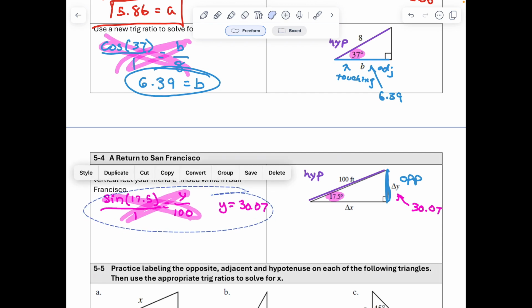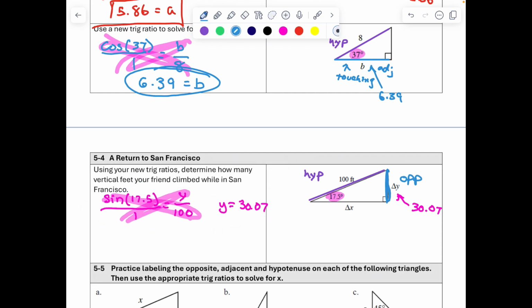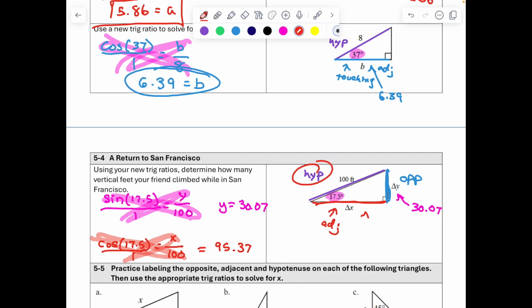Now, in order to find the other one, I'm going to use the other side. This is my adjacent side, so I'm going to use that one and the hypotenuse now. And adjacent and hypotenuse is cosine. So now the cosine of 17.5, I'm looking for the x and the 100. I'm going to cross multiply, and that is going to get me 95.37. That side down there is 95.37.